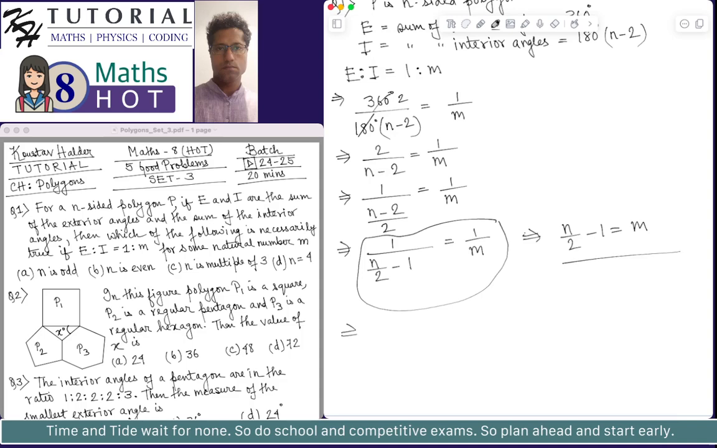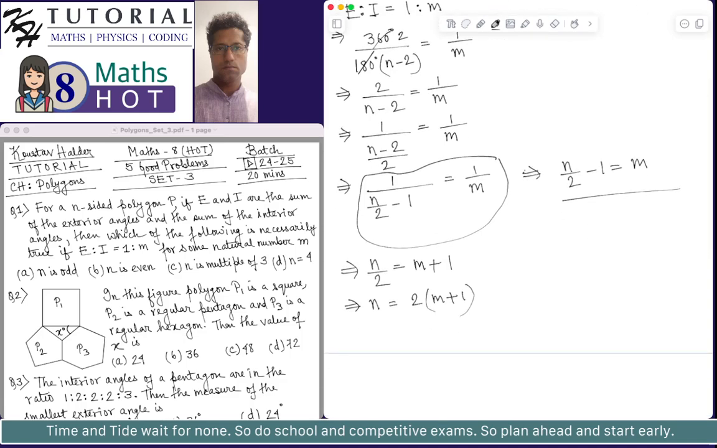From here we get that n by 2 is equal to m plus 1. This implies, if you multiply both sides by 2, we get n is equal to twice of m plus 1. Now we don't know what m is. M is a natural number. So what can the value of n be?